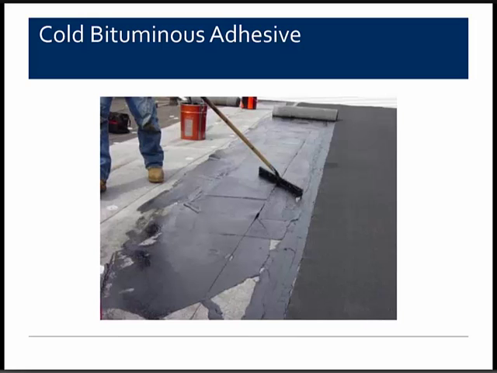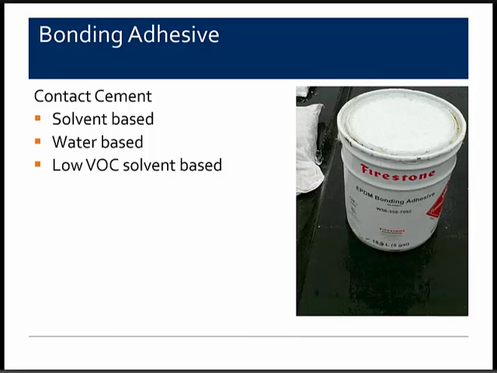We have bonding adhesives for single plies, and also is an emulsion, or not an emulsion. It's very similar to an emulsion. Basically, it's a contact adhesive that will form a strong bond with high shear resistance.